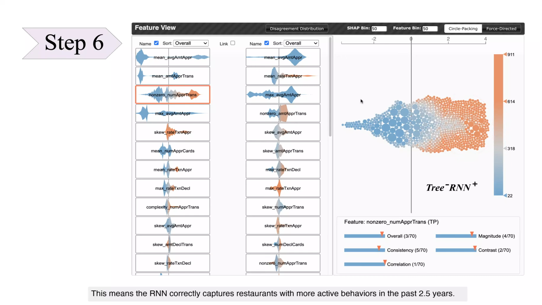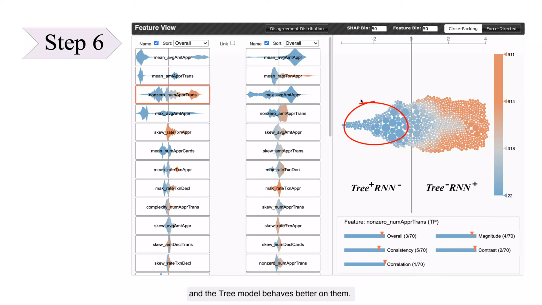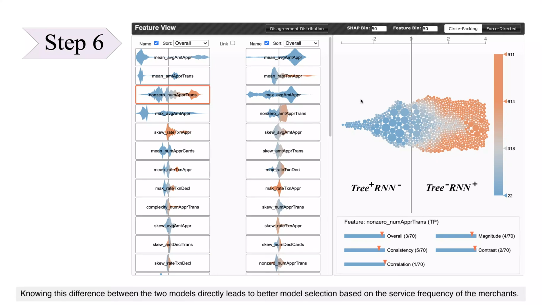This means the RNN correctly captures restaurants with more active behaviors in the past 2.5 years. In contrast, the blue bubbles on the left indicate merchants with less active service behaviors, and the tree model behaves better on them. This observation matches well with our expectations and reveals the strengths of the RNN model. Knowing this difference between the two models directly leads to better model selection based on the service frequency of the merchants.